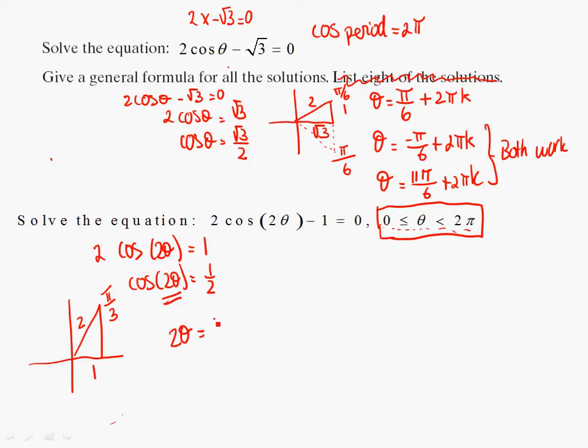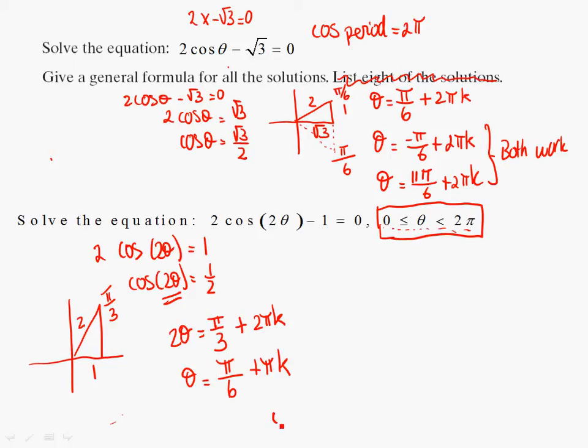Two theta is equal to pi over 3. Are you guys okay with that? Okay. Plus 2 pi k, right? Are you guys okay with that? And then you solve this for theta by doing what? What do you need to do to get rid of the 2? Don't we just divide by 2? So this ends up being pi over 6 plus pi times k.